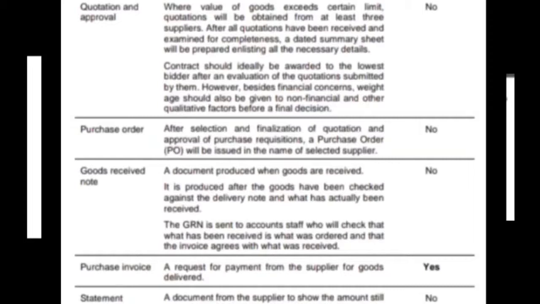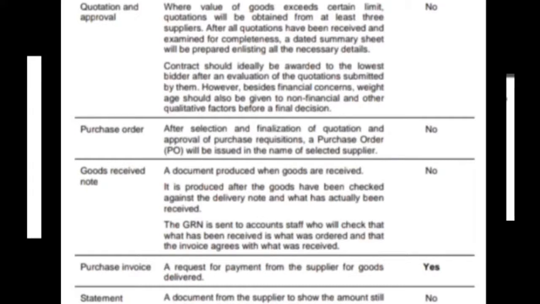So let us discuss the complete purchase cycle from placing the order till the receipt of the goods. First of all, if the production department is running out of stock, what does it do? It places a requisition to the company that we need this and that quantity of material to produce the goods. Then the company places a quotation request to at least 3 of the suppliers to purchase the goods.